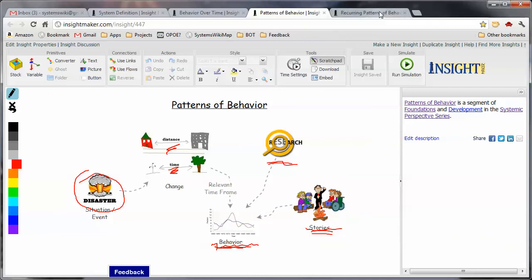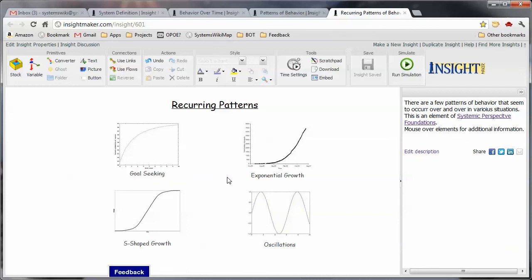And there are in fact some patterns of behavior that occur on a very frequent basis. And we'll get into these in a lot more detail, the structure responsible for these, when we talk about system archetypes. But the goal-seeking structure, which occurs when the system is in fact trying to achieve some goal, so that it starts out and it changes quite readily, and then as it gets closer and closer to the goal, the rate of change slows down until such time as the change stops when it finally reaches the goal. This is the result of balancing feedback in a structure.